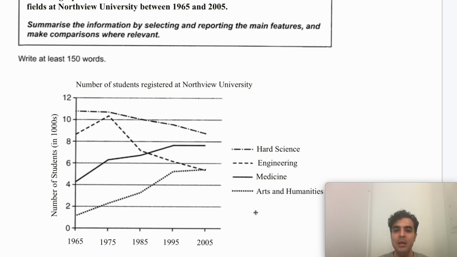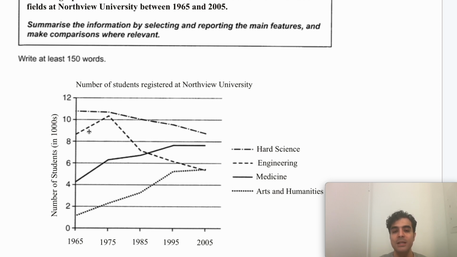Your first key point can be, although there has been a decline in the number of students enrolled in hard sciences and engineering, the number of students who have chosen medicine or arts and humanities has increased over the years. As you can see, without mentioning any numbers, without mentioning any details, I'm only reporting the general observable trend, with 2 variables declining over time and 2 variables increasing over time. Notice that any change that runs contrary to that general trend is ignored.